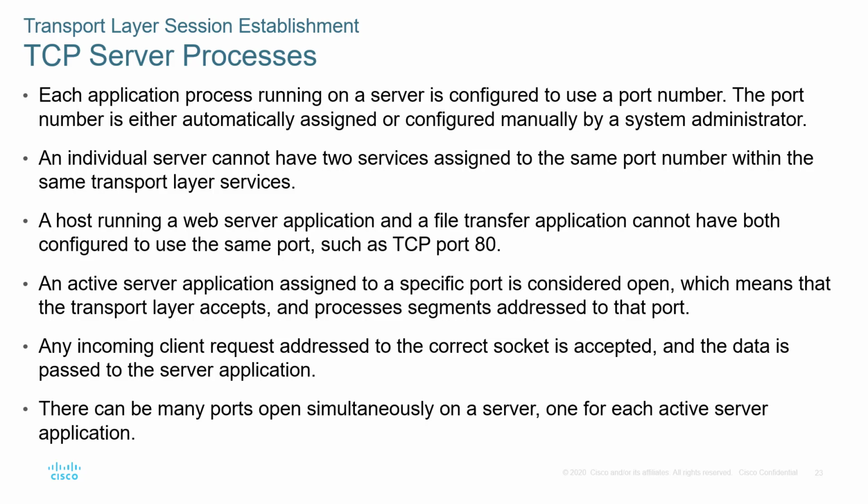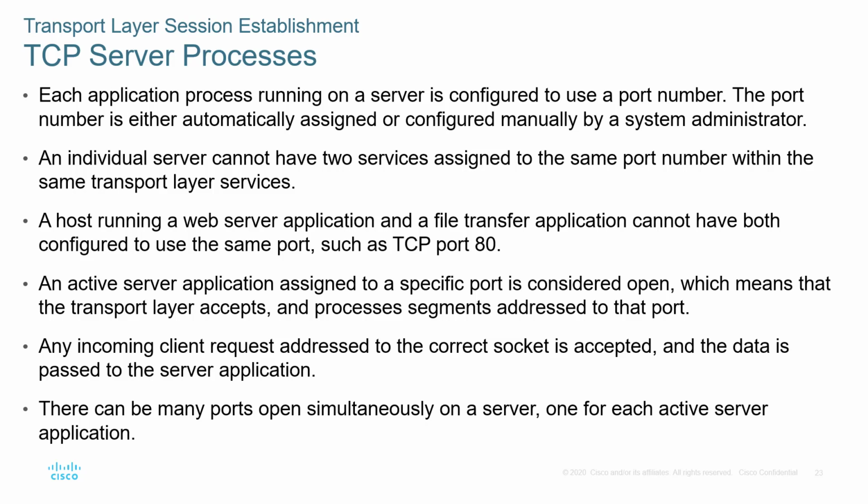So understanding the port numbers, like port 80, you know that's basic HTTP traffic. TCP port 443 is going to be HTTPS-based traffic. That essentially means as the information comes in, the device is going to accept the request on that port and then forward it to the appropriate application. Any incoming client request addressed to the correct socket will be accepted, the IP colon the port number, and then the data will be passed to the application.